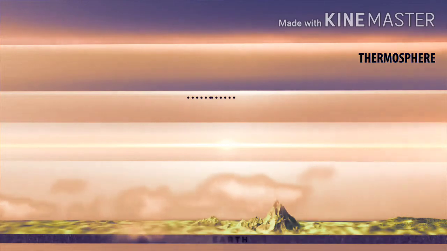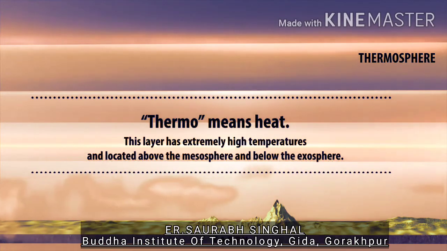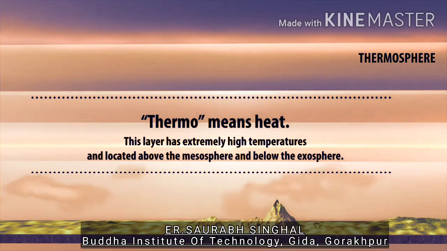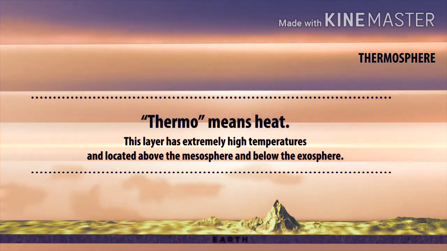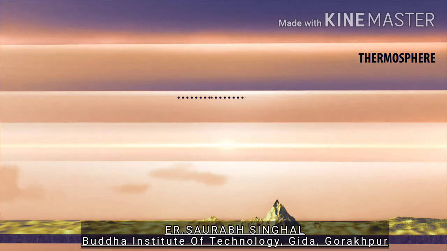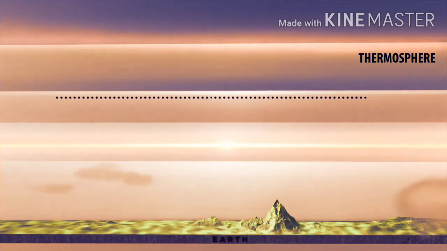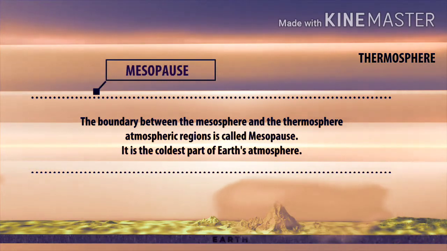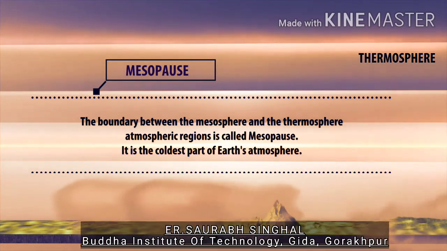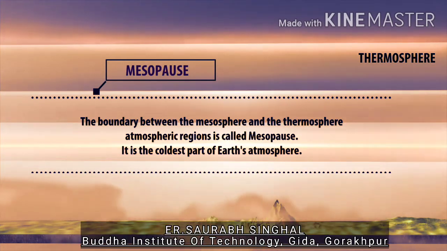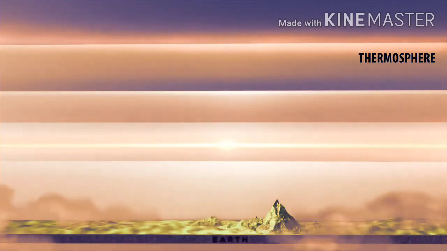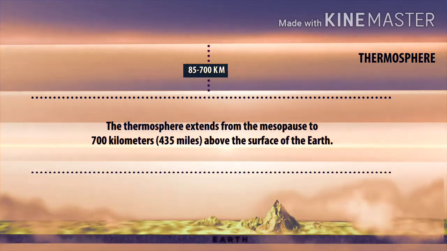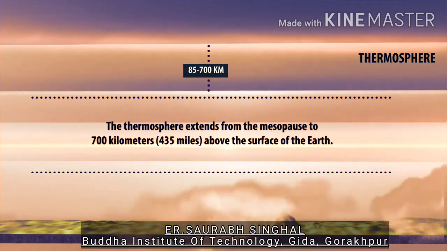Thermosphere. Thermo means heat. This layer has extremely high temperatures and is located above the mesosphere and below the exosphere. The boundary between the mesosphere and the thermosphere atmospheric regions is called the mesopause. It is the coldest part of Earth's atmosphere. The thermosphere extends from the mesopause to 700 kilometers or 435 miles above the surface of the Earth.